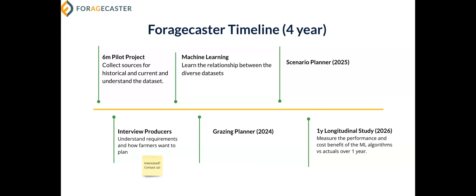We never like promising stuff in the future, but this is a grant. So the grazing planner is scheduled for 2024. The scenario planner is 2025. The final year of the project is a longitudinal study where we're actually just running the simulation and tweaking it. So we can really measure how the predictions are going versus the actuals, and really get that feedback with the producers to make sure that it's helping improve their business.